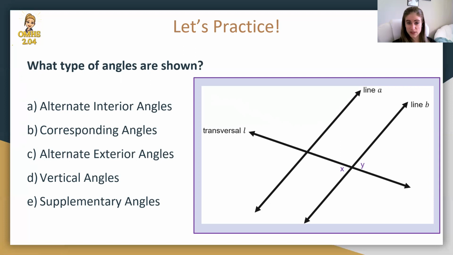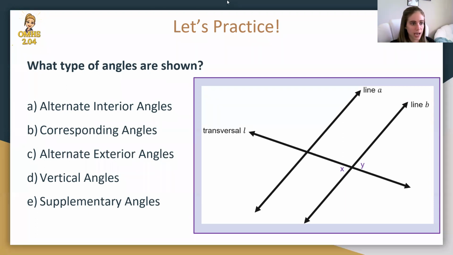For this first one and this first one only, I'm going to give you guys a hint. I'm going to walk you through what my brain thinks to figure this out. So that way you guys can do this too. All right, alternate interior angles. That means interior. They both need to be on the inside.